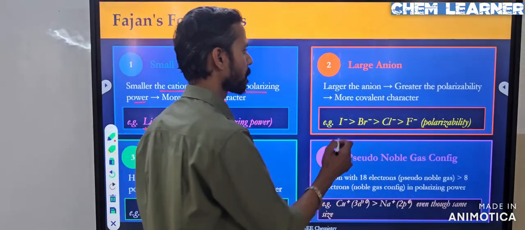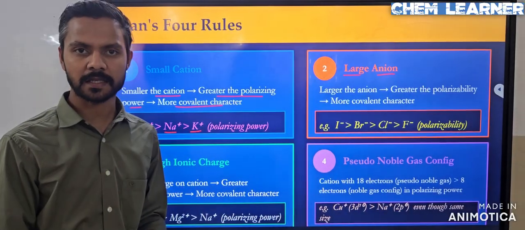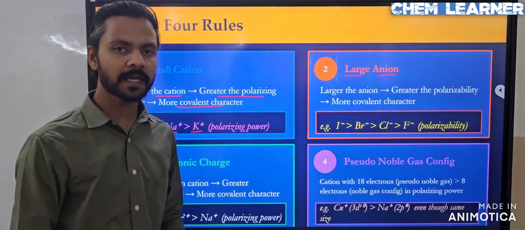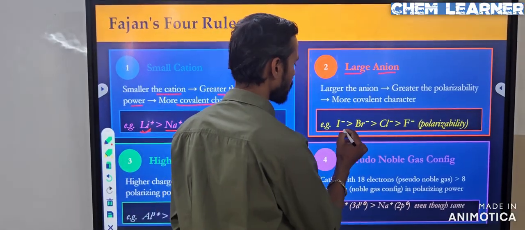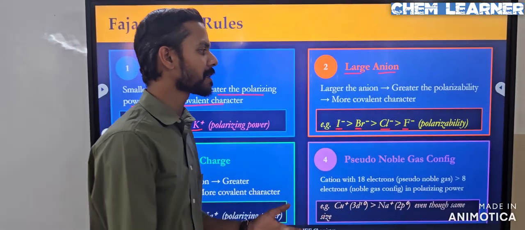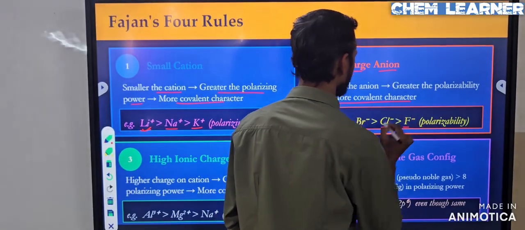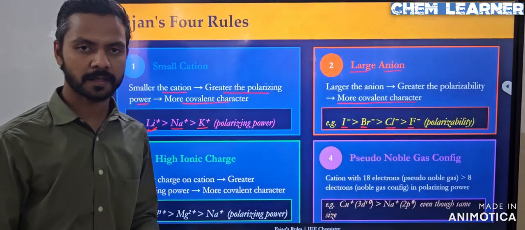Moving to the second rule, large anion. If the size of the anion is larger, then there will be more polarization. So I minus will be more polarizable in comparison to Br minus, Cl minus and F minus, and if there is more polarization, then there will be more covalent character.